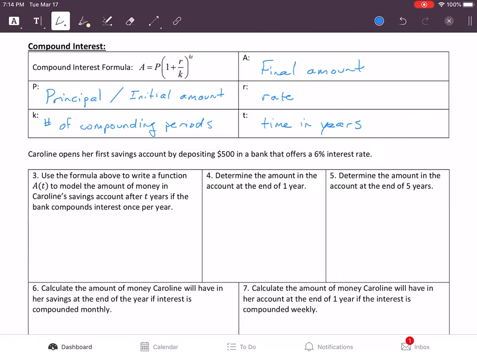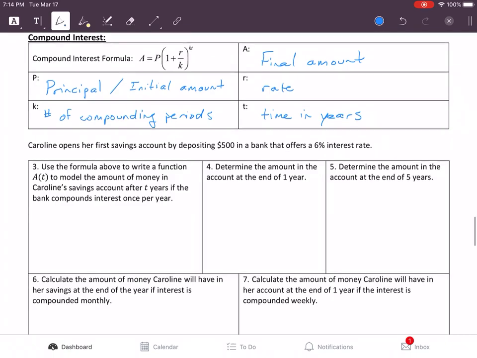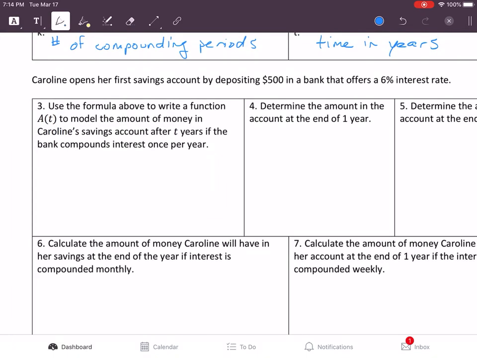So we have Carolyn opens her first savings account by depositing $500 in a bank that offers a 6% interest rate. So here we go. So we use the formula. So we have A of T equals her initial principal, which is $500. 1 is part of the formula, plus the rate of 6%. So you're going to change 6% into a decimal. So it's going to be 0.06. All right, since it says once per year, our K value is 1.